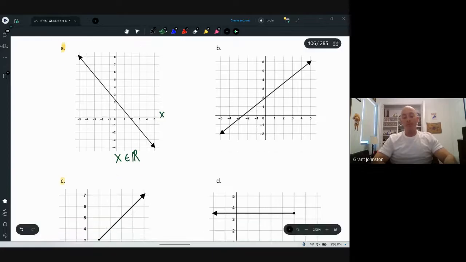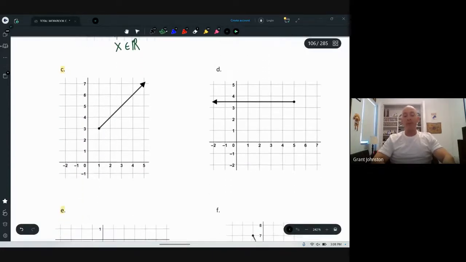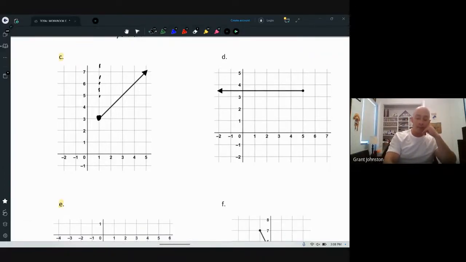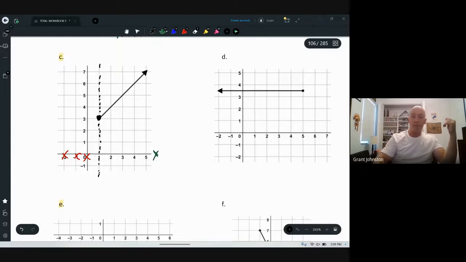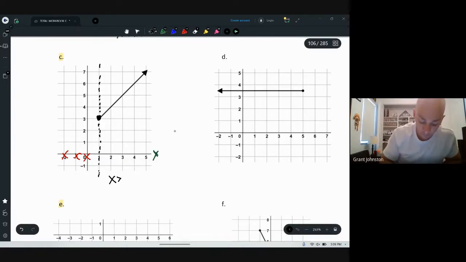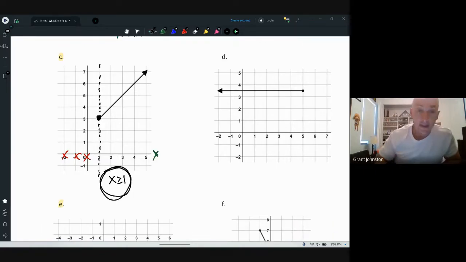Let me do C. Now C doesn't have arrows on both ends. There's an endpoint to it, right? And I'm going to draw a little dotted line for visual sense. It's never going to go to 0 or -1 or -2. It's never going to go in that direction. When we're looking at the x, remember this is our x-axis. When we're looking at our x, it's got to be greater than or equal to 1. That's the domain where x is greater than or equal to 1.